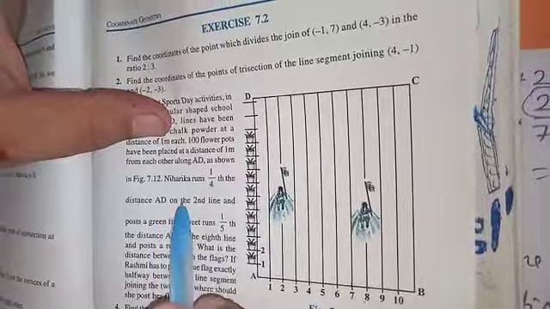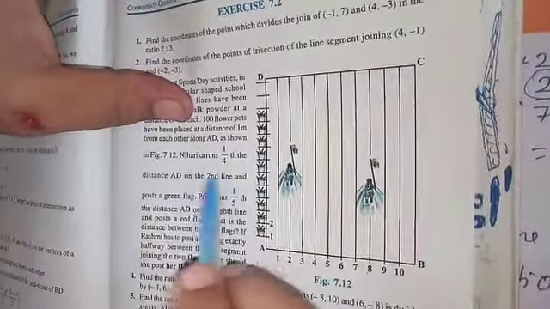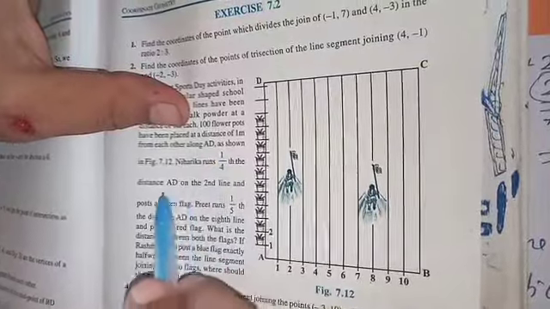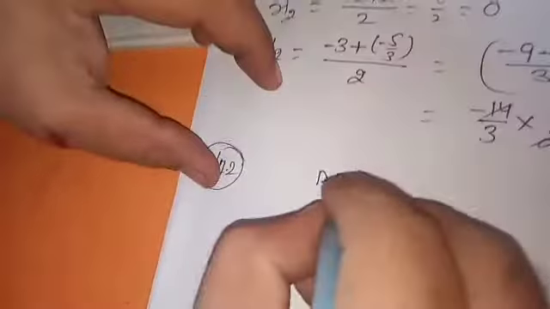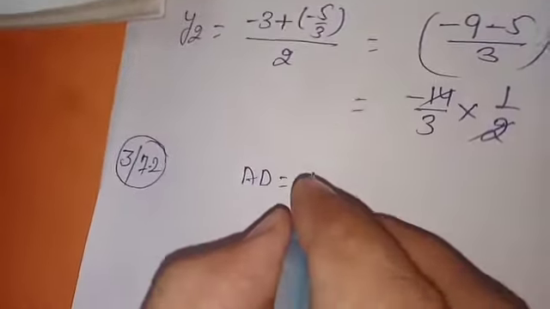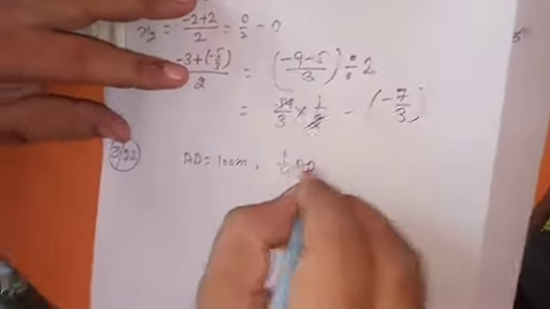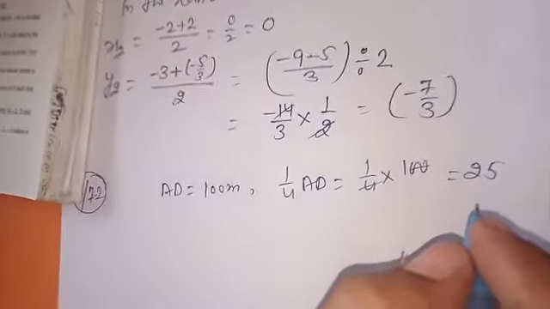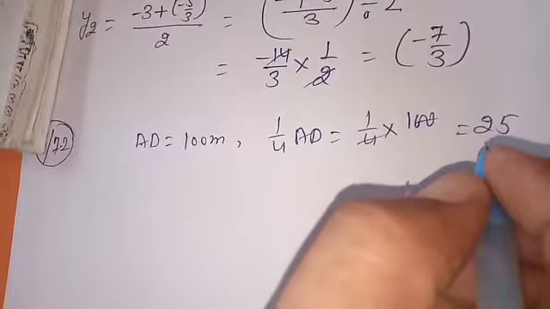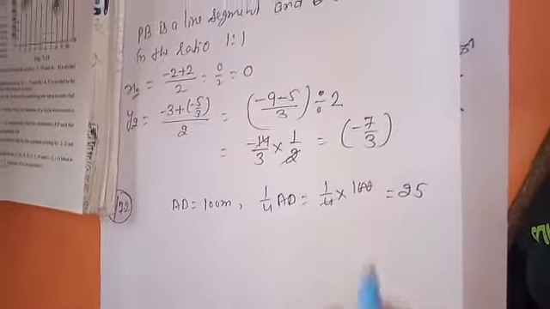As shown in the figure, Niharika runs 1/4 the distance of AD on the second line. So how much is AD here? AD has 100 flower pots and the difference between two flower pots is 1 meter, meaning 100 meters. So what is 1/4 of AD? 1/4 into 100, meaning 25. Understood? And in which row? Second row, second line.